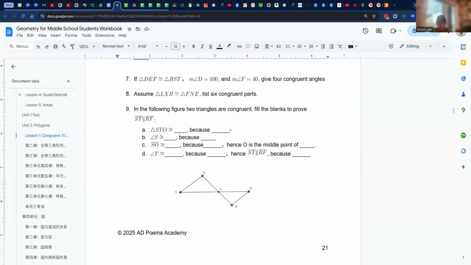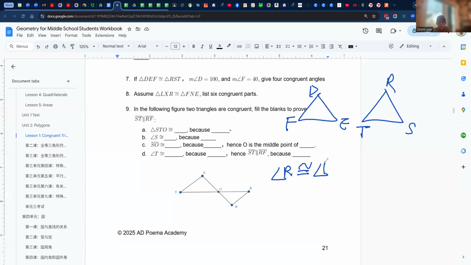So what we got here, if you graph it, we got two triangles, D, E, F, and R, S, T. So basically it should actually not be four, but three. So we know that angle R is congruent to angle D. Then angle S is congruent to angle E. Then angle T is congruent to angle F. Good. Yeah, very good on that.